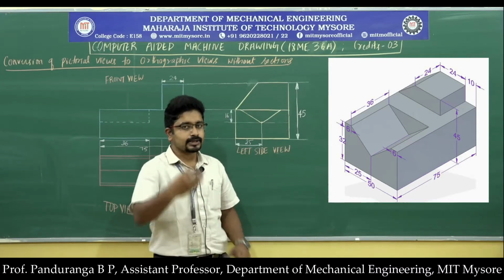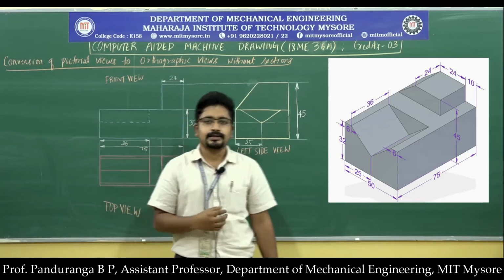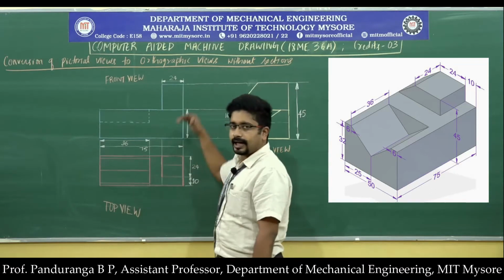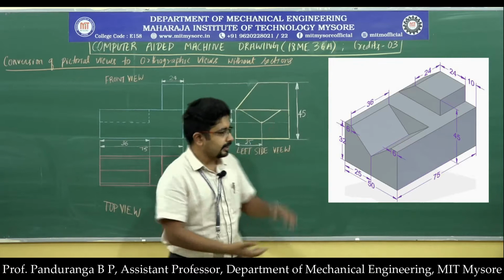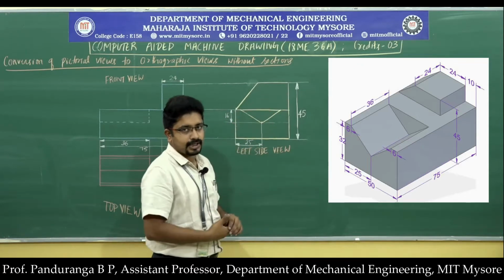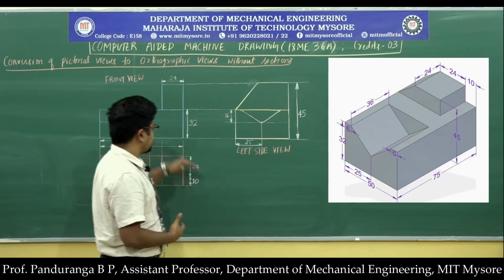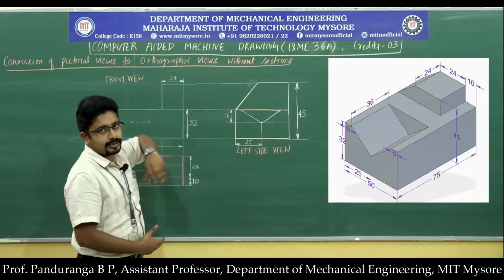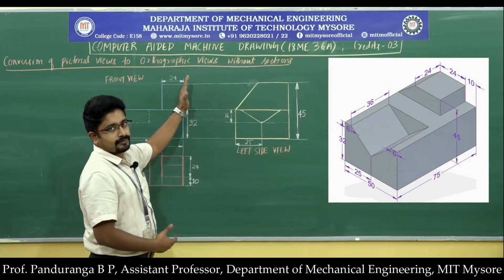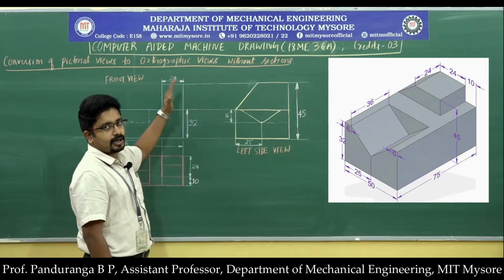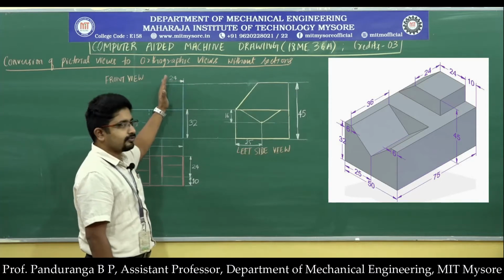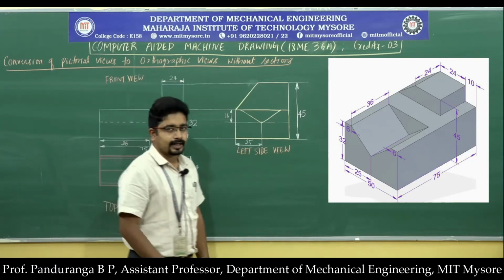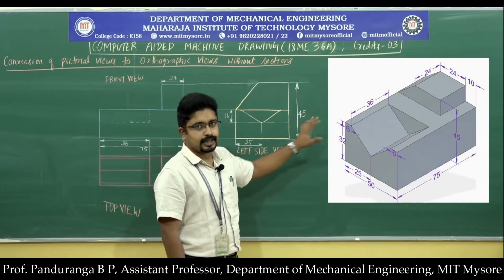Above that, you have an extra portion which, when you look from the front, appears as a rectangle. The width of that is 24 millimeter, and the height is not given, but the height from the base is given as 45 millimeter. So from the base you need to measure 45 millimeter and draw a horizontal line, and then extend this line, and taking this as reference, draw another line parallel to this at a distance of 24 millimeter. That completes this portion.